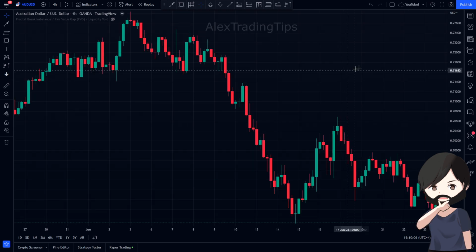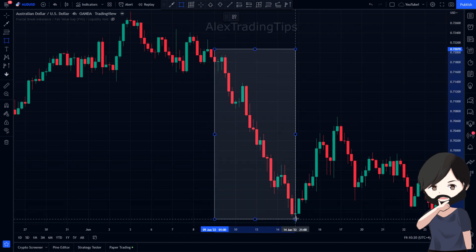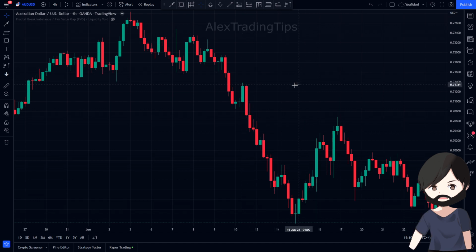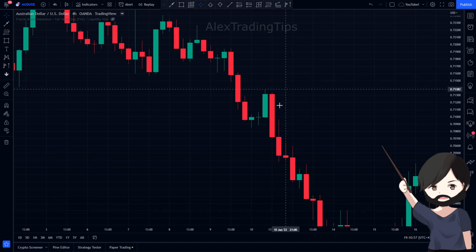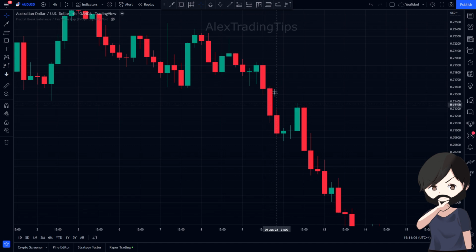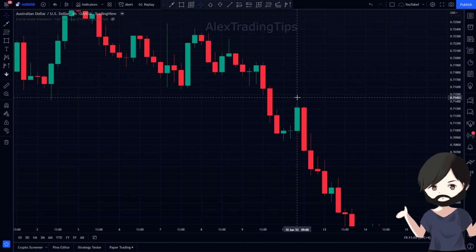Now, how exactly do we find imbalances? The most basic way is by finding a group of same colored candles, like in this case. Then you would look for some of the biggest candles that simply don't have neighbors. You can look at this candle, for example. It has a neighbor here and a neighbor here. But then this candle right here doesn't have a neighbor on the right nor on the left.